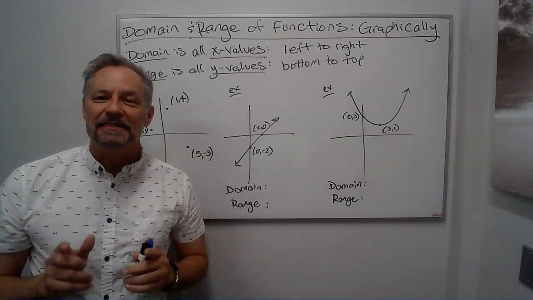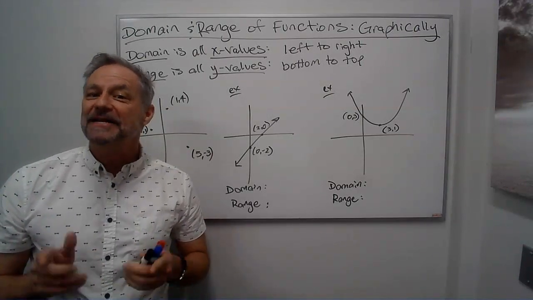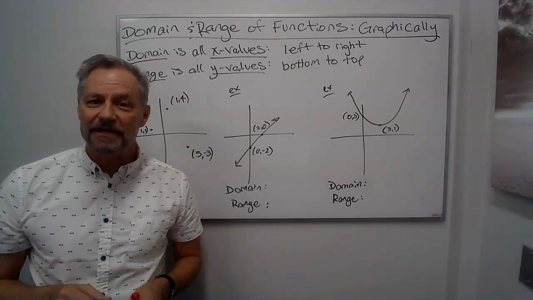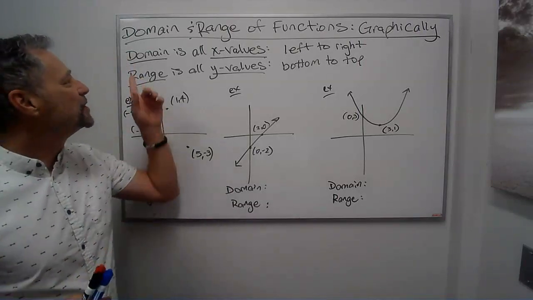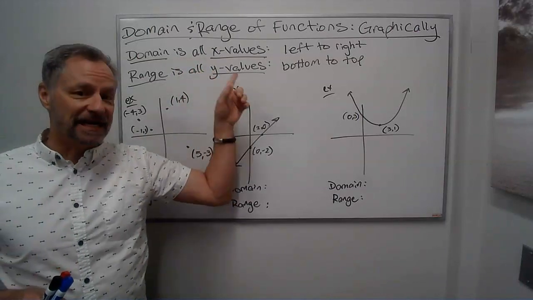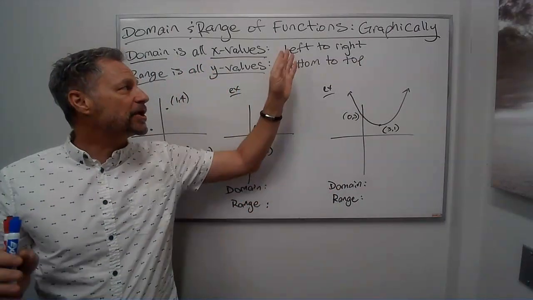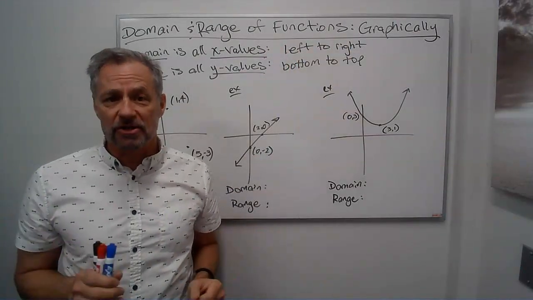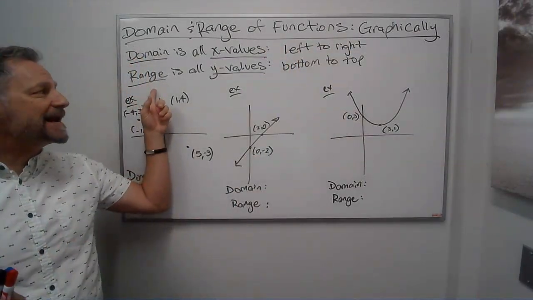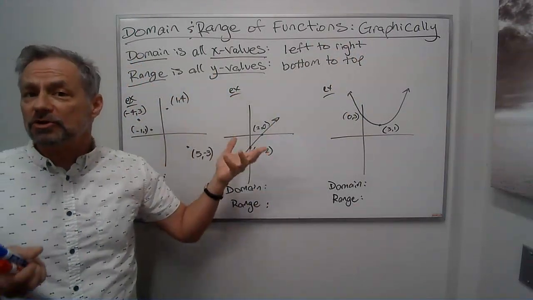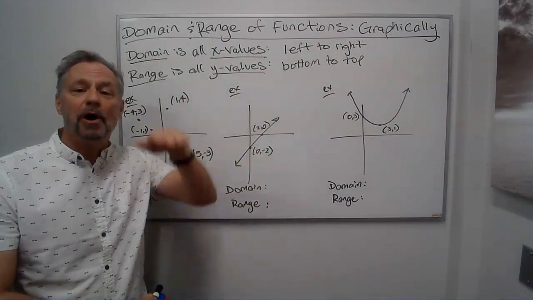Professor Monty. Let's talk about how we define domain and range graphically. All right. So remember, the domain is the set of all x values. So the x values go left to right. When we write the domain down, we always go from left to right, smallest to largest. Similarly, the range is all the y values. So to go smallest to largest, when we talk about that, we go bottom to top.